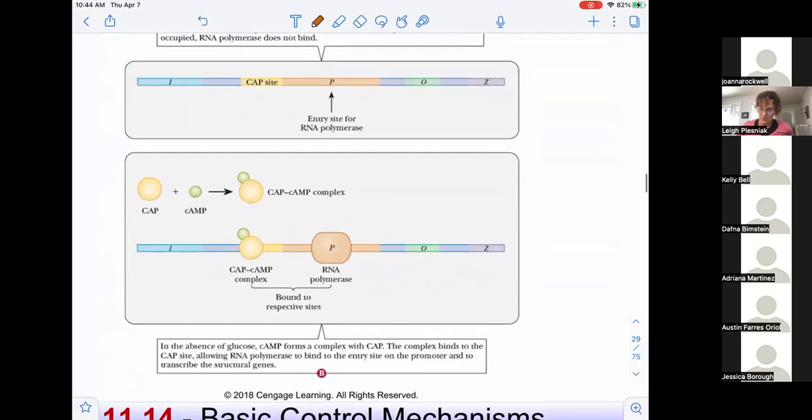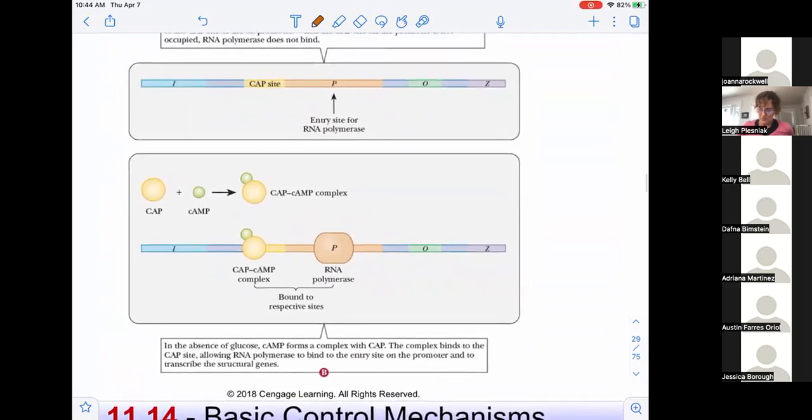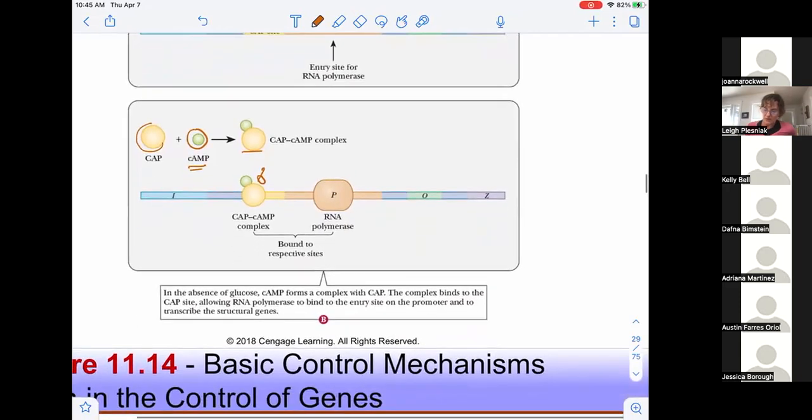Okay, so in this case, CAP does not bind. So in the previous case, when the inducer was there, the small molecule bound to the repressor and prevented it from binding the operator. In this case, the small molecule promotes binding. So when cyclic AMP is in complex with CAP, the protein, then it can bind to the operator. And I believe that assists the RNA polymerase for binding.